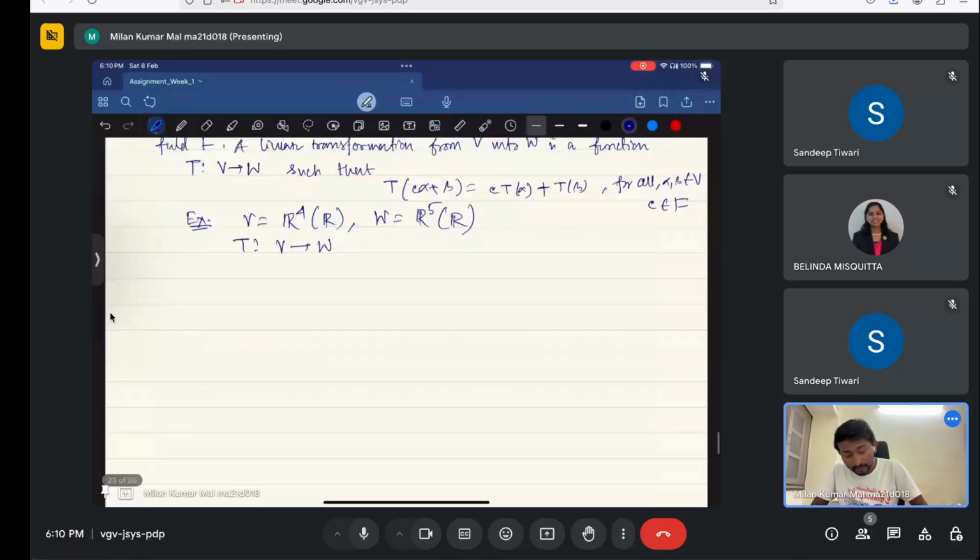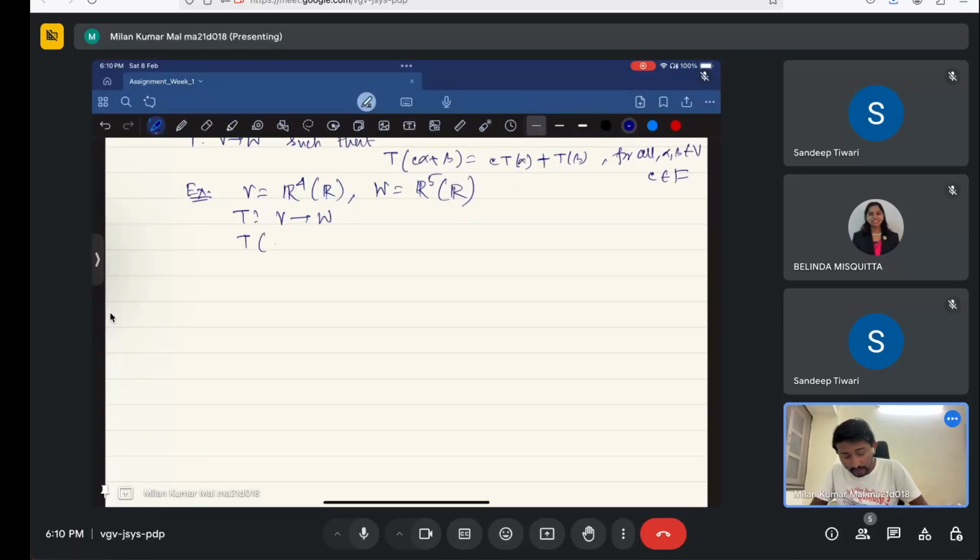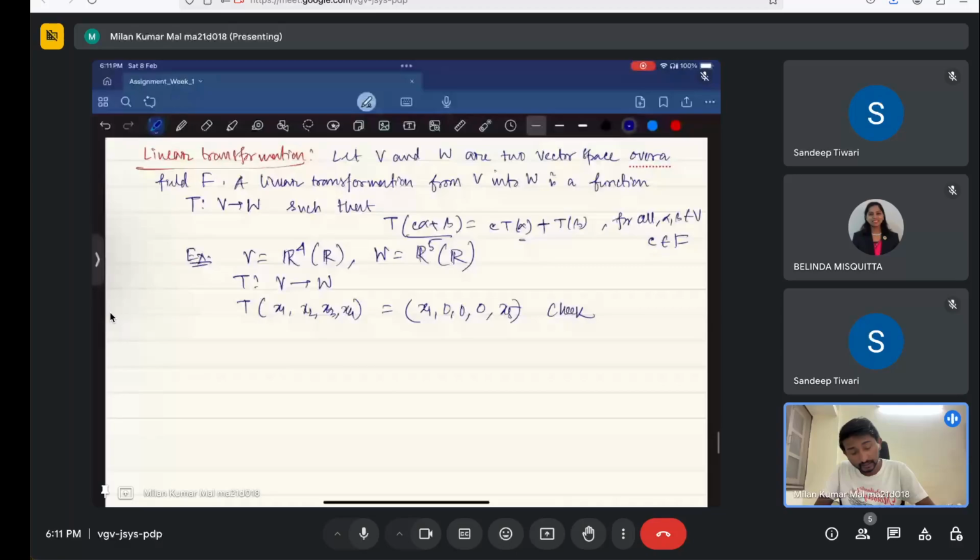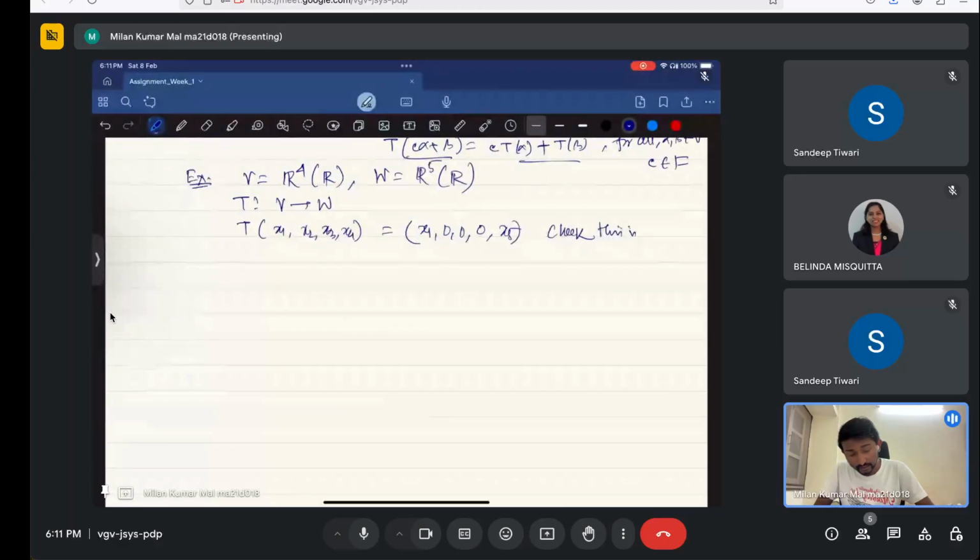How can one give a map T? Let's consider any element x in R to the power 4, or V, mapped this way: (x1, x2, x3, x4) goes to, for example, (x1, 0, 0, 0, x5). Then check that this will satisfy the condition above. This condition will be satisfied. Check, this is a vector space.